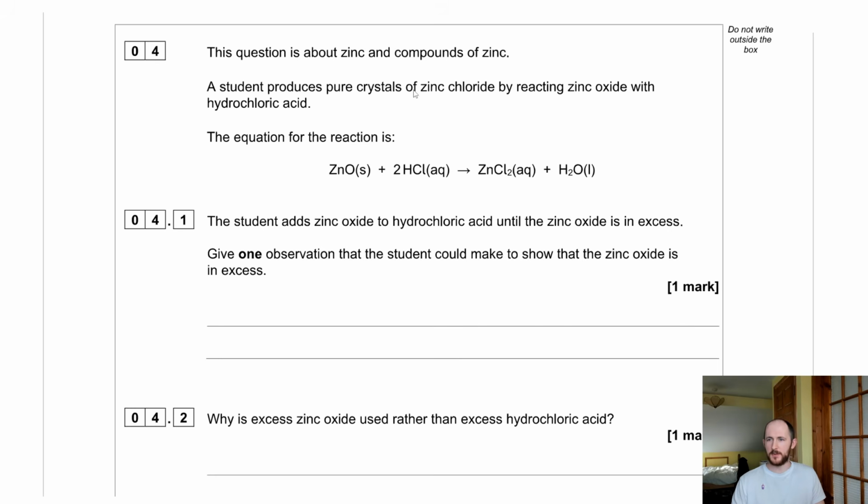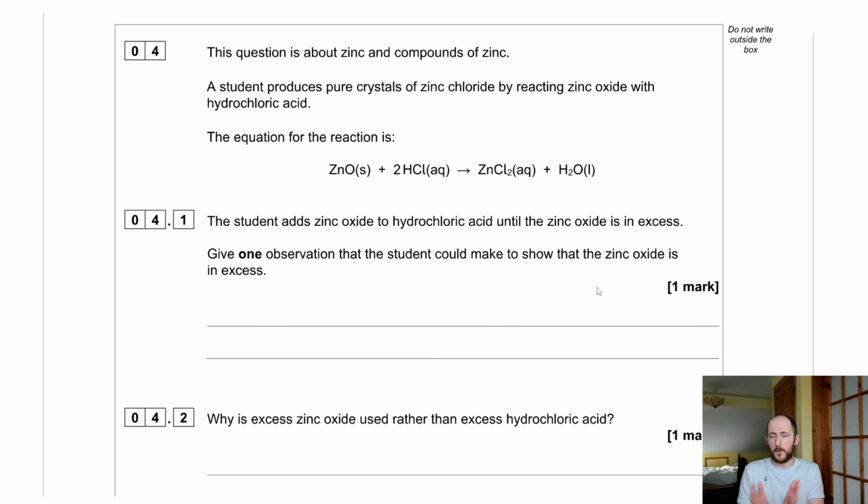So a student produces pure crystals of zinc chloride by reacting zinc oxide with hydrochloric acid, so a classic displacement reaction. So we have zinc oxide, 2 moles of hydrochloric acid, makes zinc chloride and water. The student adds zinc oxide to hydrochloric acid until the zinc oxide is in excess. Give one observation that the student could make to show that zinc oxide is in excess.